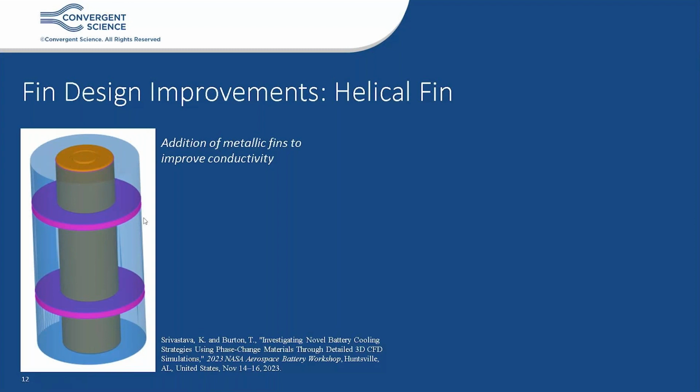One drawback of phase change material is that they have low conductivity. So once the liquid melts around the battery, it acts like an insulator. To improve that, engineers often include metallic fins to improve conductivity. Now you can take advantage of the flow currents that are being set up and seek to improve these metallic fin designs, which is what we did and showcased at the 2023 NASA Aerospace Battery Workshop.